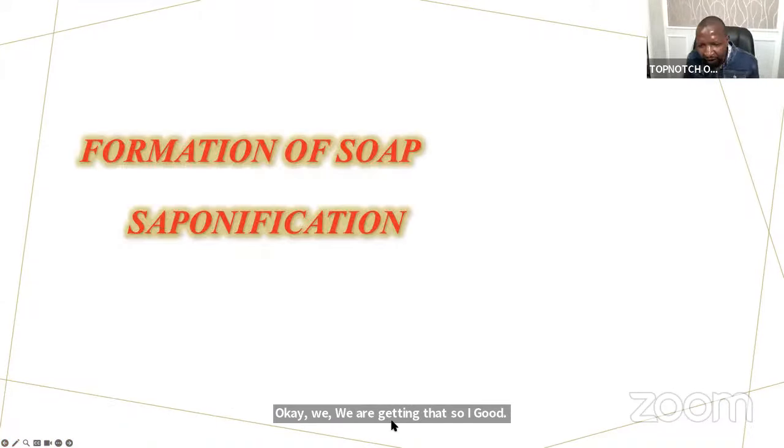So we are looking at the formation of the polymers. But before we go to formation of polymers, I'll go very fast. I think within a very short time I'll be through. So we're dealing with the saponification process, the formation of soap, that is saponification. And I want to take you through the formation of soap so that we can move from there.